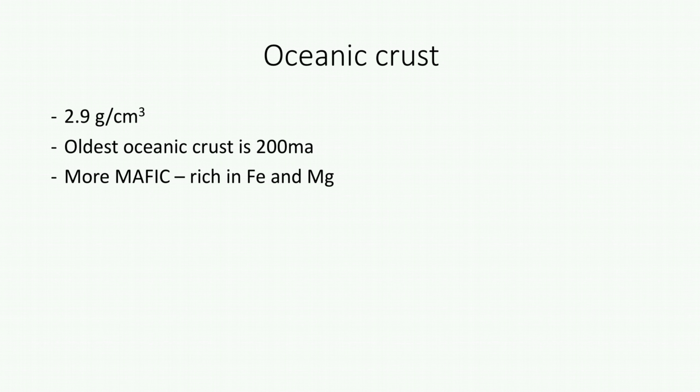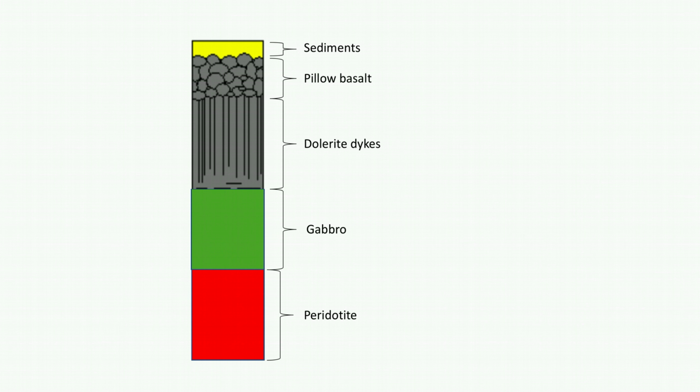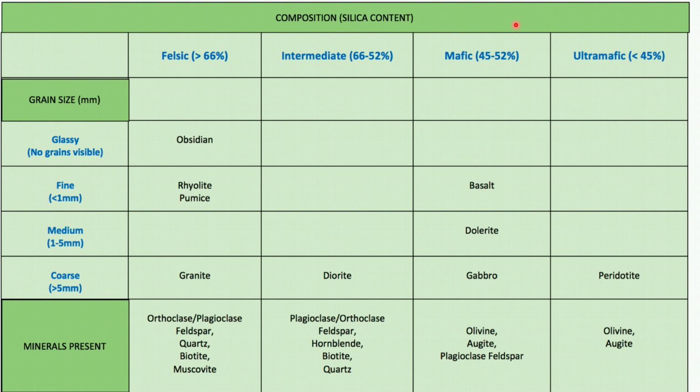So continental is more felsic, oceanic is more mafic. And if you look at a typical section through the oceanic crust, often referred to as an ophiolite sequence, you'll see at the base there's peridotite, which is mantle-like material, followed by gabbro, then dolerite dikes, which consist of cooled molten rock that's intruded from the mantle, and the pillow lavas at the top, which is formed due to the dikes erupting at the surface under the water, which means that the lava cools very quickly and forms these pillow-like structures.